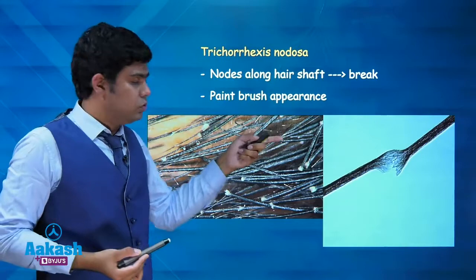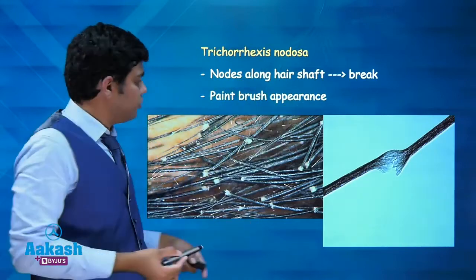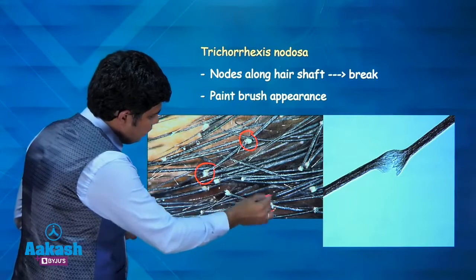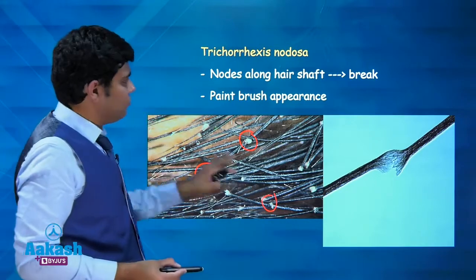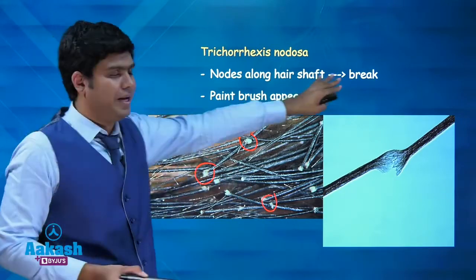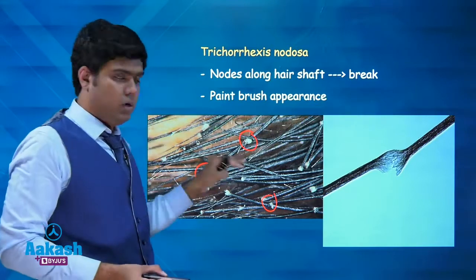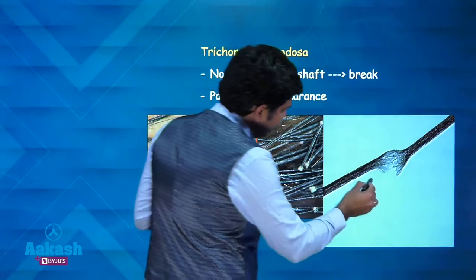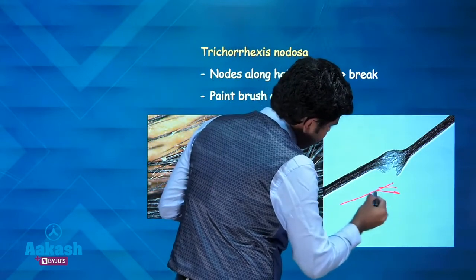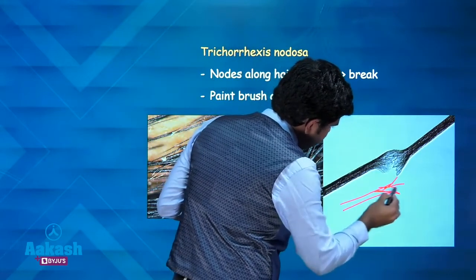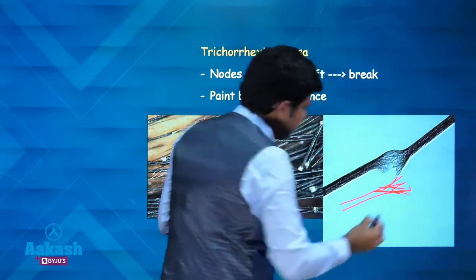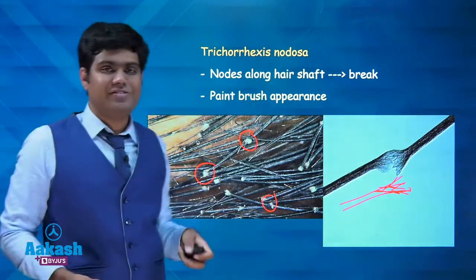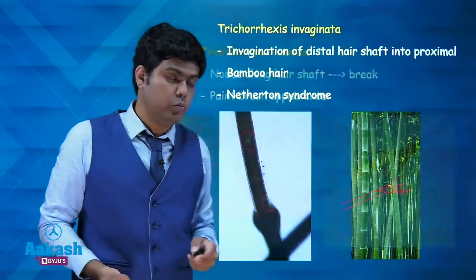Let us see the other options also. Trichorhexis nodosa, nodes. So you can see here, hair shaft is having multiple nodes along with it, and these nodes are weak and hair shaft will break at those points. Okay, again it will cause alopecia. So you can see on detailed microscopy the pattern. What is this pattern? This is paintbrush pattern. So paintbrush hair, paintbrush pattern. Okay, seen in Trichorhexis nodosa. This also can come as a MCQ.